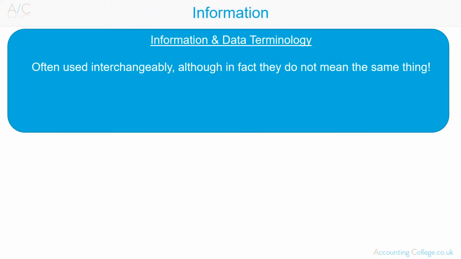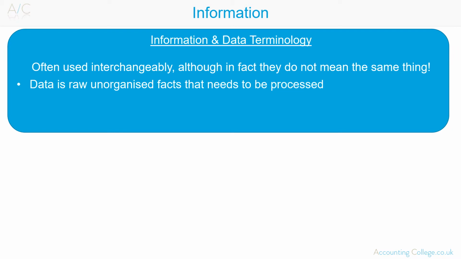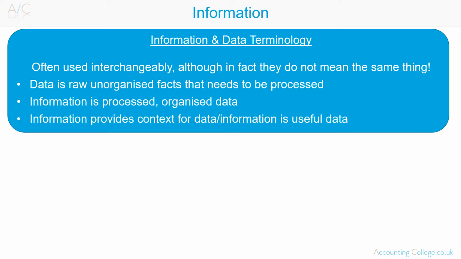Information and data terminology are often used interchangeably, although in fact they do not mean the same thing. Data is raw, unorganized facts that need to be processed. Data can be simple and seemingly random until it is organized. Information is processed, organized data. Information provides context for data. It is useful data.